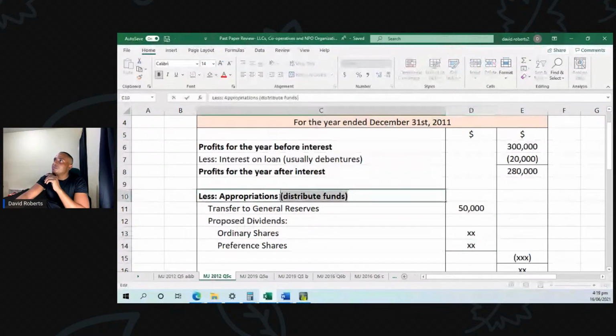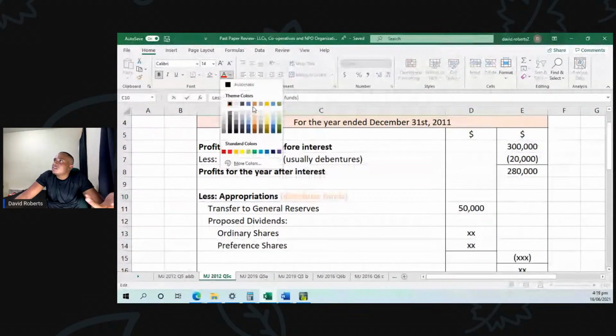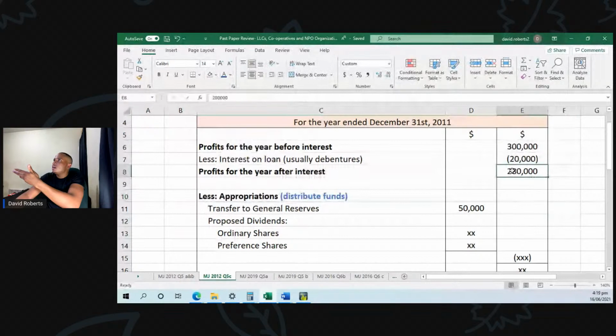Appropriation is distributing the funds. So we're going to minus from the profits as we appropriate, because we are distributing it to different places. So distributing it to general reserves. Right, so right now we have 50,000 going to our general reserves.